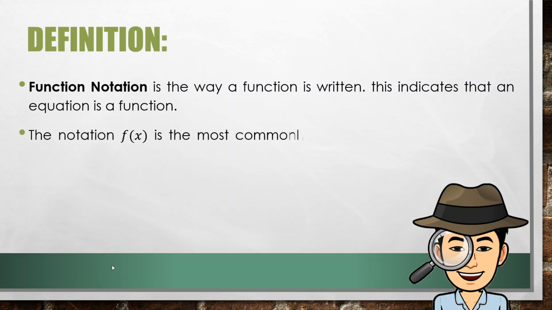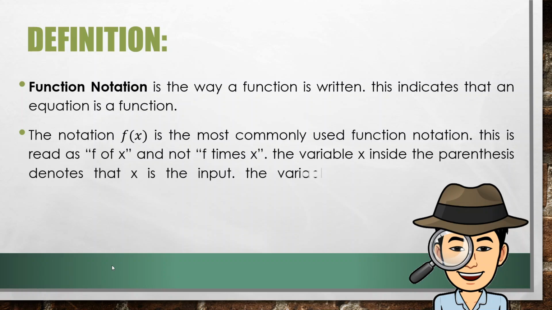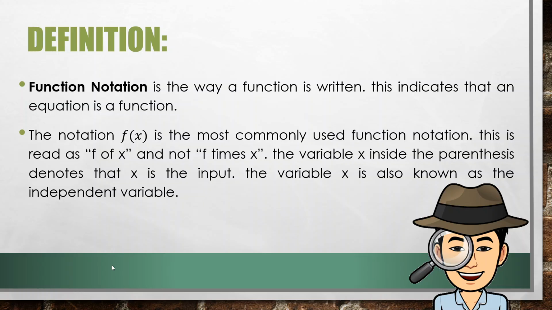The notation f of x is the most commonly used function notation. This is read as f of x and not f times x. The variable x inside the parenthesis denotes that x is the input. The variable x is also known as the independent variable.